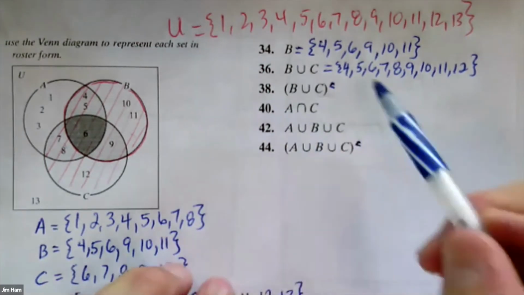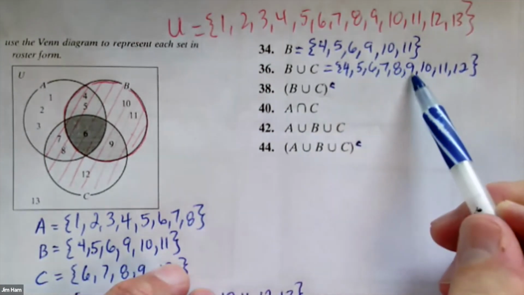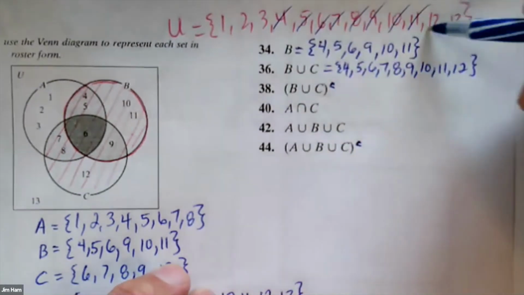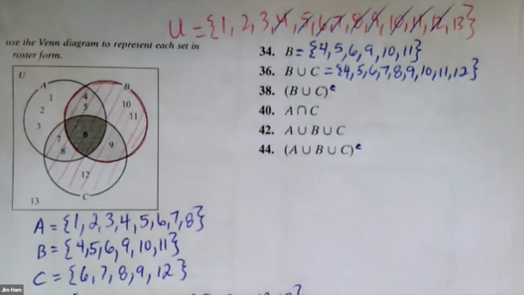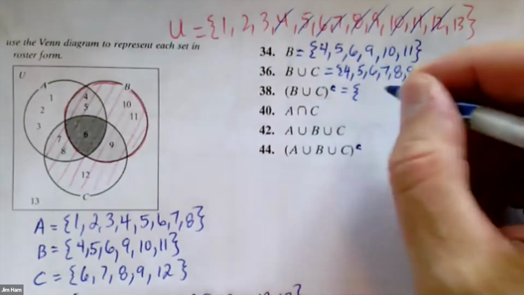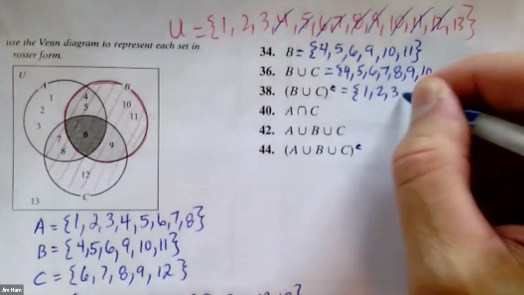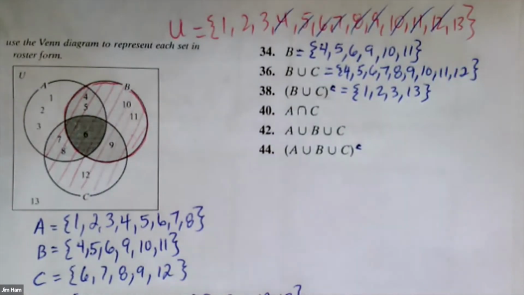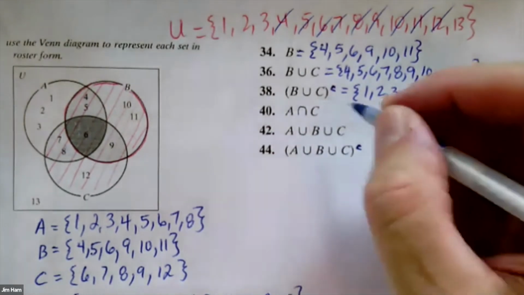So I'm going to cross out all the numbers 4, 5, 6, 7, 8, 9, 10, 11, 12. And all of the elements that remain, those are the elements in the complement. So 1, 2, 3, and 13. So what we're doing is breaking down these big expressions by going back and using our definitions. Okay.